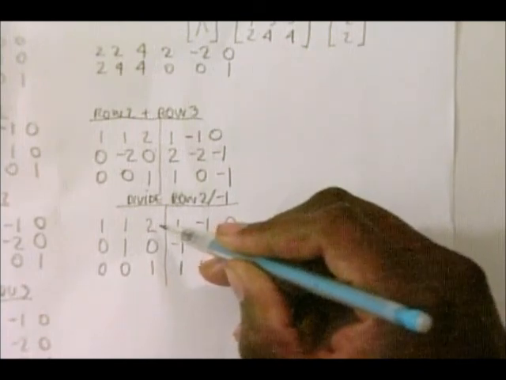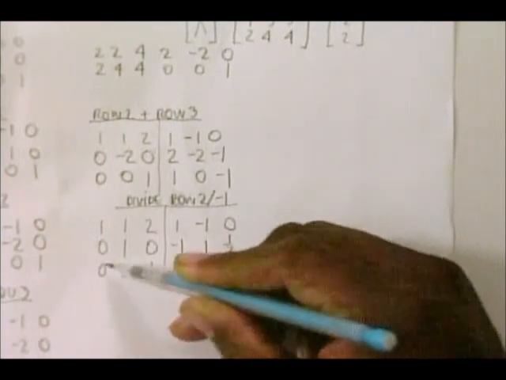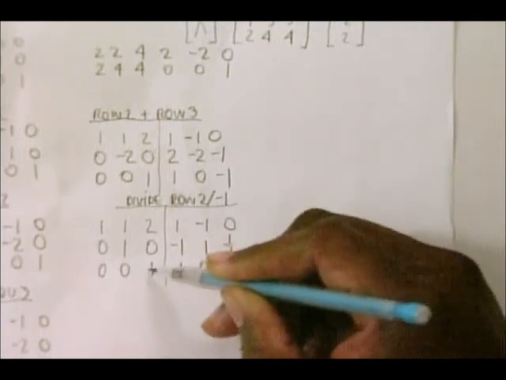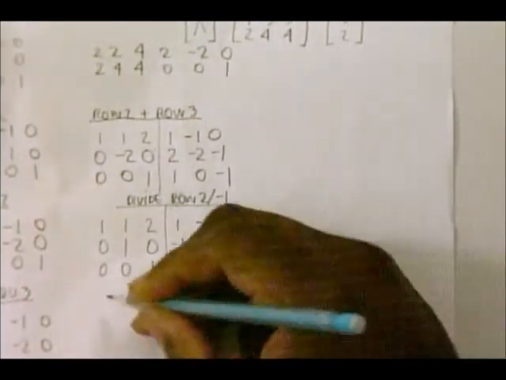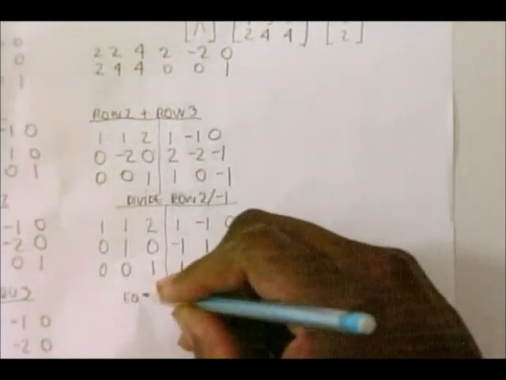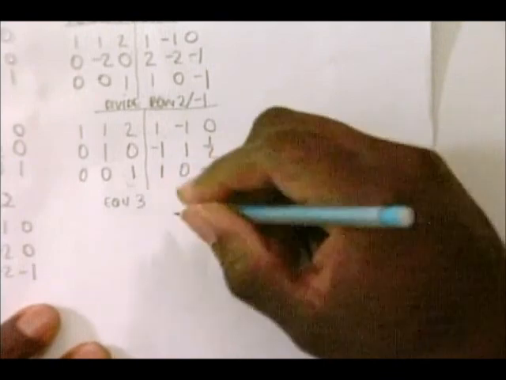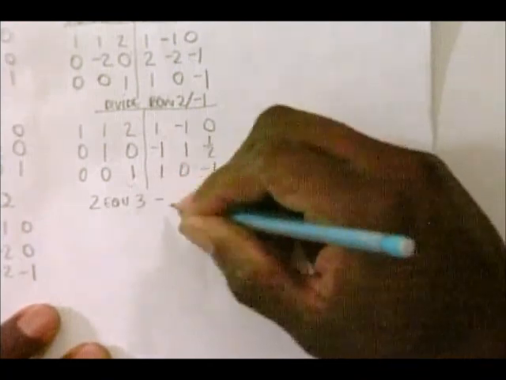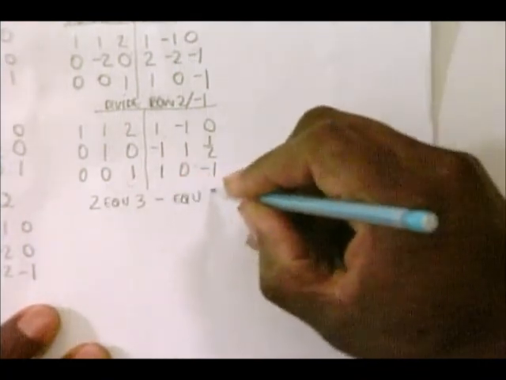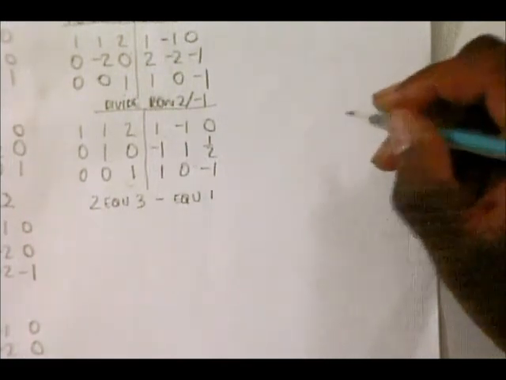So the way we can get it to be 0 is we can take twice this equation 3. That'll become a 2, and then we subtract it from this top equation, and then we'd get 0. All right, so we're going to take equation 3, take 2 times equation 3 and subtract equation 1. So we're going to take twice equation 3 and subtract equation 1.